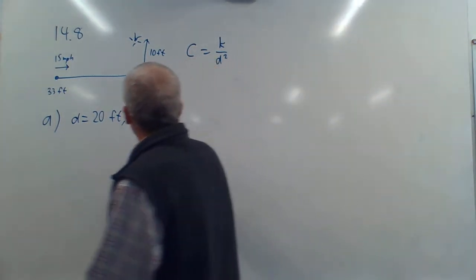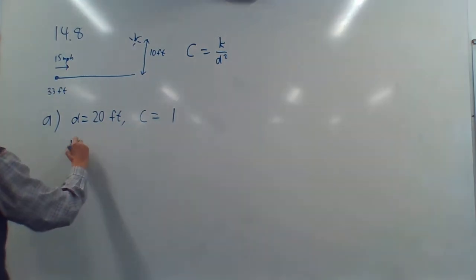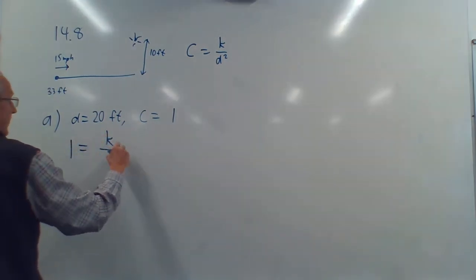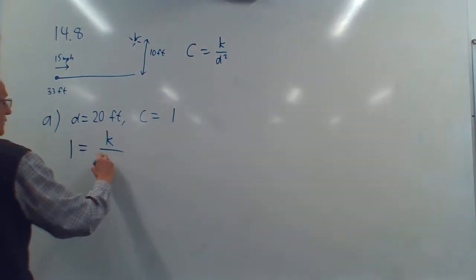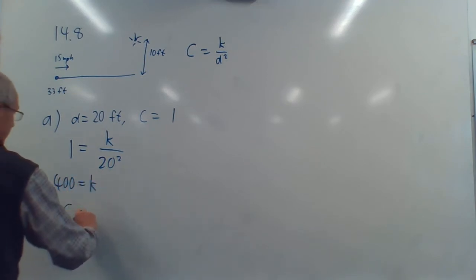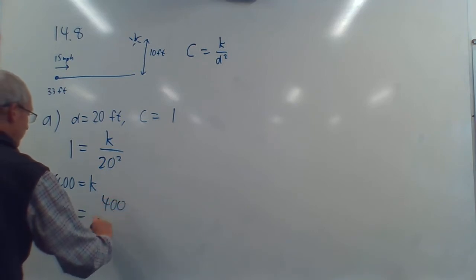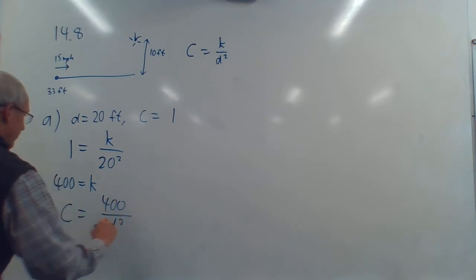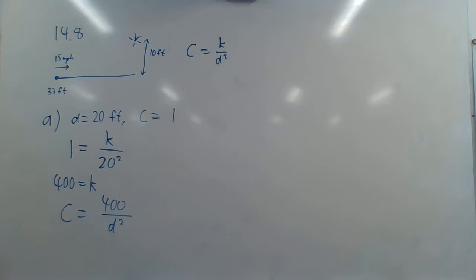So what is K? Well, C is 1. So we say 1 is equal to K divided by distance squared. D is 20, so 20 squared, which is 400. Multiply both sides by 400, and we get 400 is equal to K. So now we have our formula. C is equal to 400 divided by distance squared. K is 400. Okay, good.